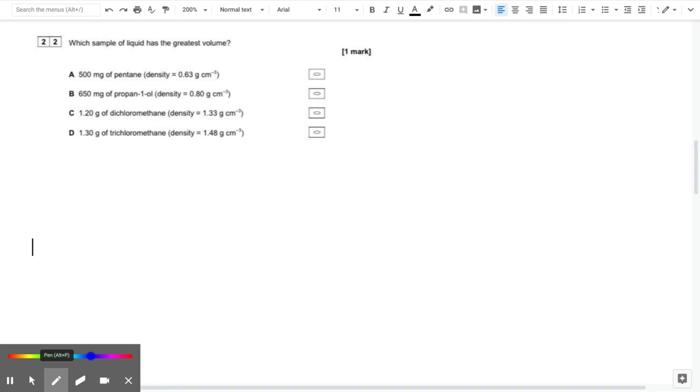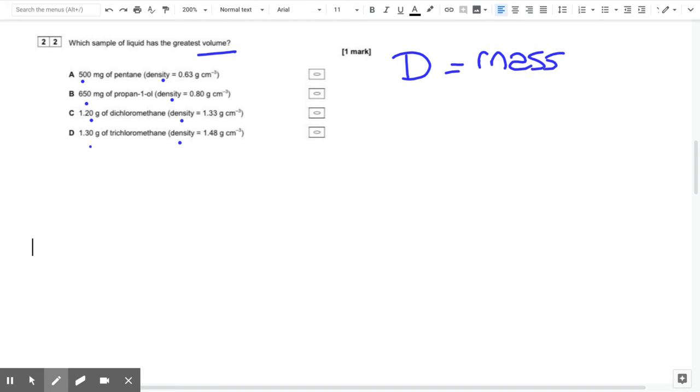Okay, so in question 22, we're being asked to calculate the greatest volume of a substance. We've been given a load of densities and a load of masses. So we can write the equation for density, which we call D, being equal to the mass over the volume of the substance.